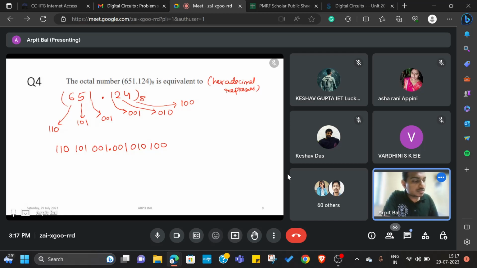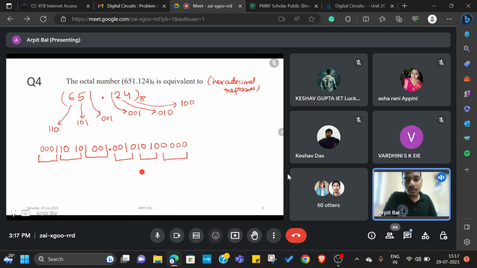Okay, so let us group it in bits of 4. These are the 4 bits, these are the 4 bits, and these are the 4 bits, so we can append 3 zeros. For the post-decimal part, similarly, these are the 4 bits, these are the 4 bits, and then we can append 3 more zeros, and these are the 4 bits.